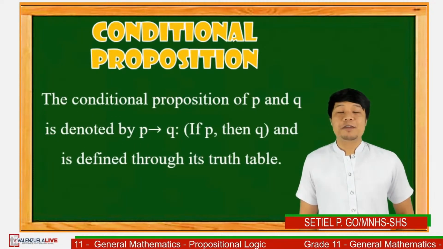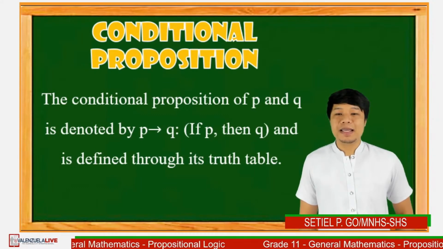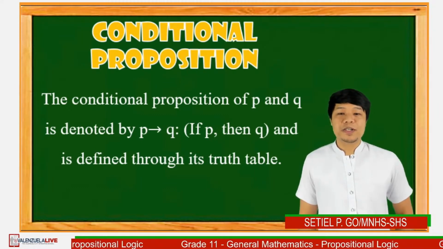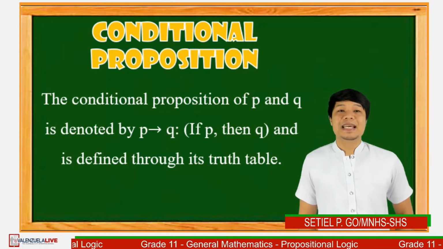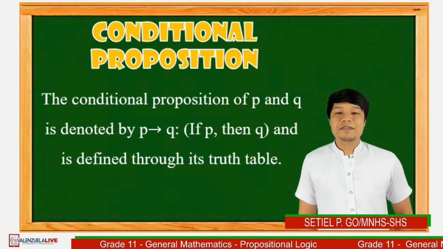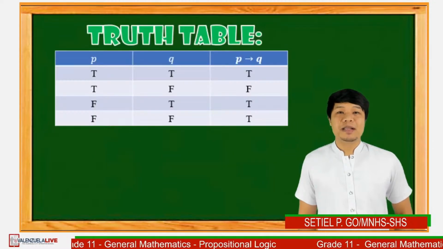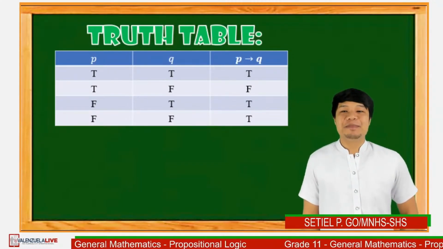So let's proceed to the conditional proposition. The conditional proposition of P and Q is denoted by this symbol, P arrow Q, or simply if P then Q, and is defined through its truth table. So let's proceed to the truth table.